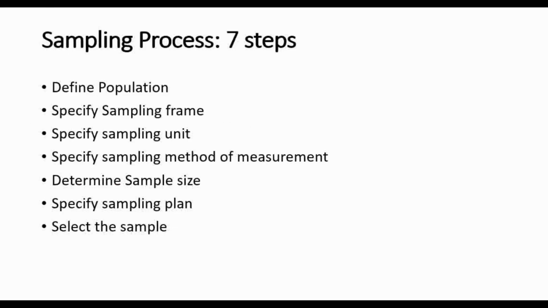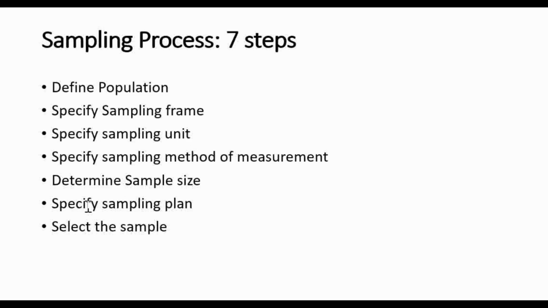Next, the sampling process takes 7 steps. We have to define the population. We have to identify and specify the sampling frame, specify the sampling unit, specify the sampling method of measurement, determine the sample size, specify the sampling plan, and select the sample. The sampling frame means we have to identify the frame, and the sampling unit means which unit we are going to select.